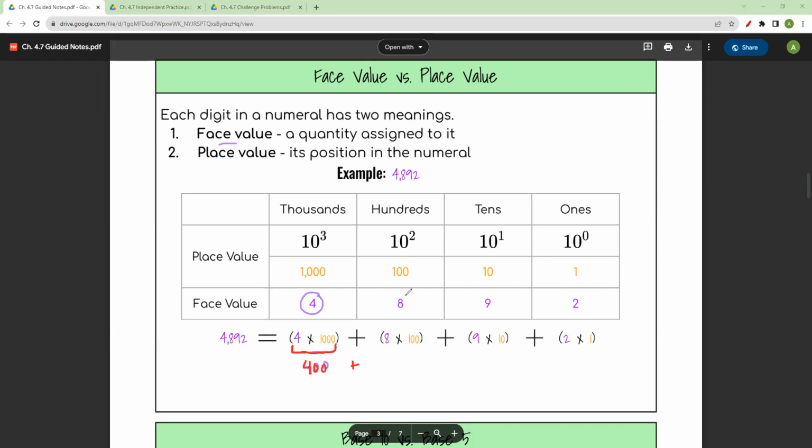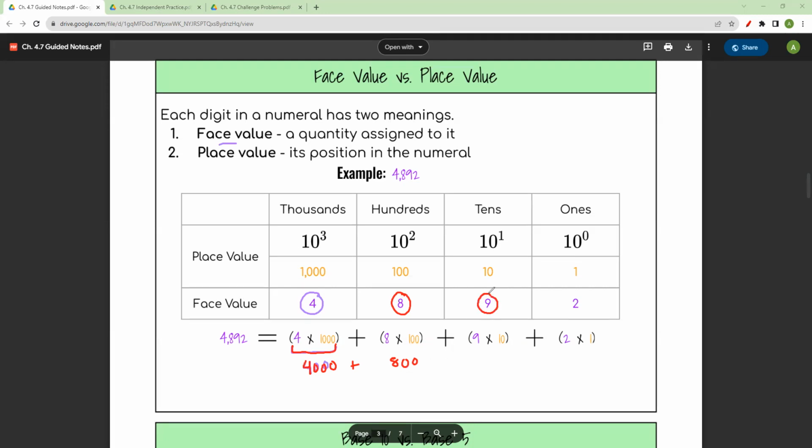Then we have in the hundreds column, we see an 8. So 8 is the face value, but what's the value of the 8 in the numeral? It's in the hundreds place, so it's 8 times 100. Oh, I'm sorry, this is 4,000. This is 800, right? So 4,000 plus 800.